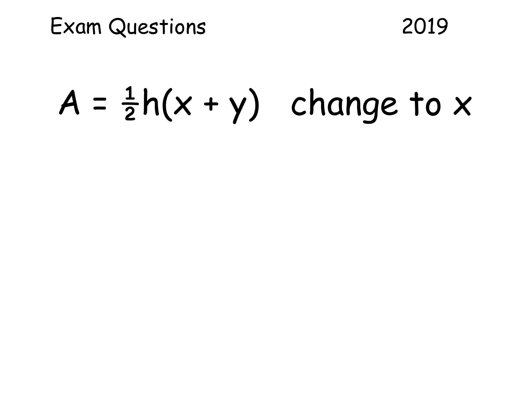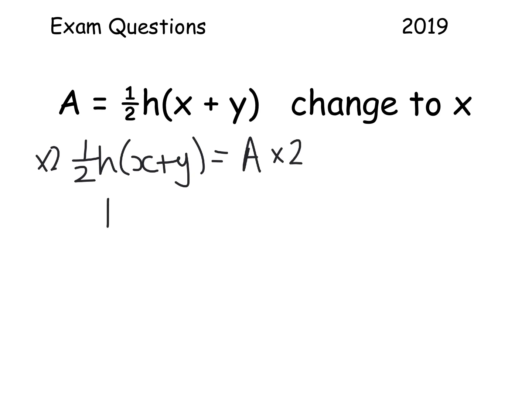And we wanted to change it to x, so I'm going to rearrange it first of all. So half h bracket x plus y equals a. Now this one was tricky to mark, because a lot of people tried to multiply out by a half, or multiply it by a half h. But remember what I said, you don't want fractions. So remember the opposite of halving is doubling. So we're going to double each side, which leaves us with h bracket x plus y equals 2a.